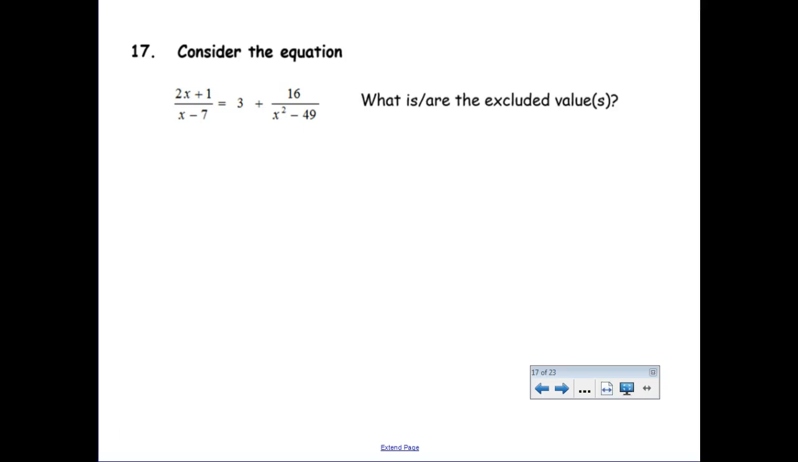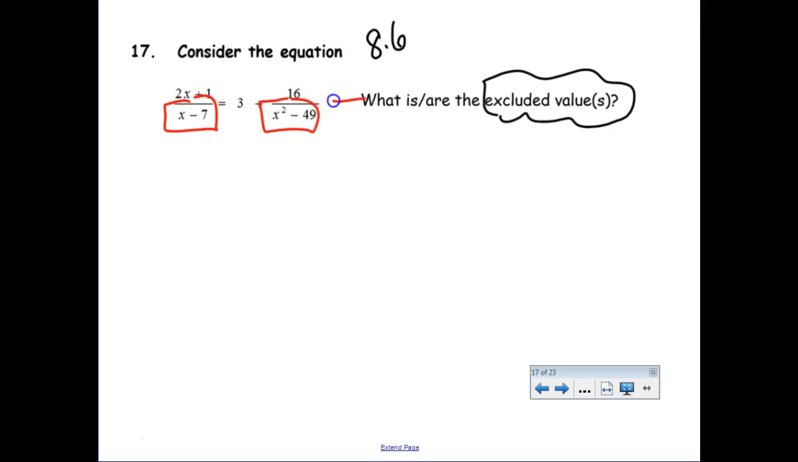All right, careful, I don't actually want you to solve this, guys. I just want to know what the excluded values are. So this was a part of section 8.6 where we're solving, but the thing we started off doing every question with was you looked at the denominators and you remember that you cannot divide by 0, right? You can't have a 0 in the denominator. So basically I set up that mentally, or literally set it up.